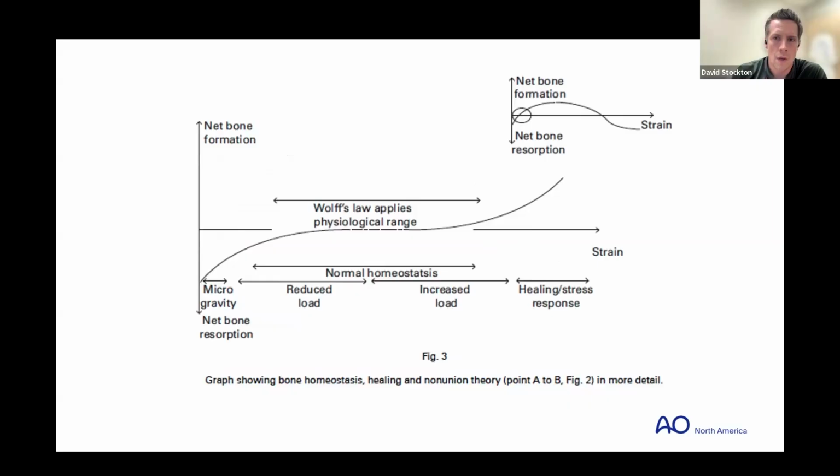So this is zooming into point B. And Wolff's law applies in this homeostatic physiologic range, where lower amounts of strain promote a little bit more resorption, and higher amounts of strain promote increased bone formation.